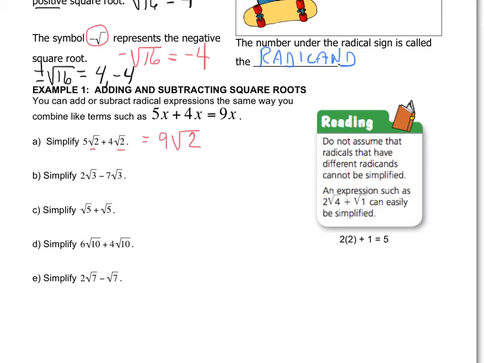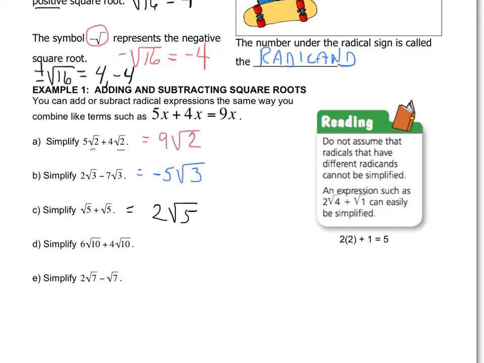For the second equation, again, we have square roots of 3. If we're adding or subtracting, we look at the numbers in front. 2 minus 7 gives me negative 5 times the square root of 3. On the next one, we have the square root of 5 plus the square root of 5, which is 1 square root of 5 plus 1 square root of 5. Just like x plus x is 2x, we get 2 times the square root of 5.